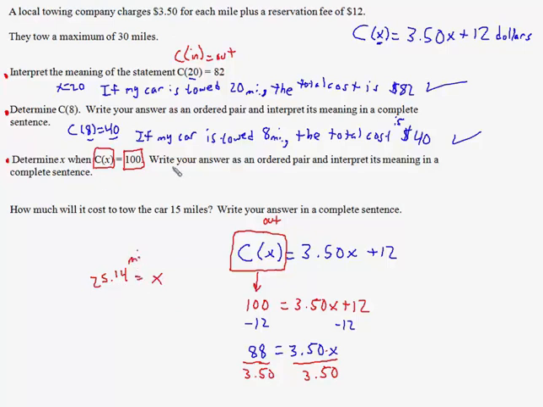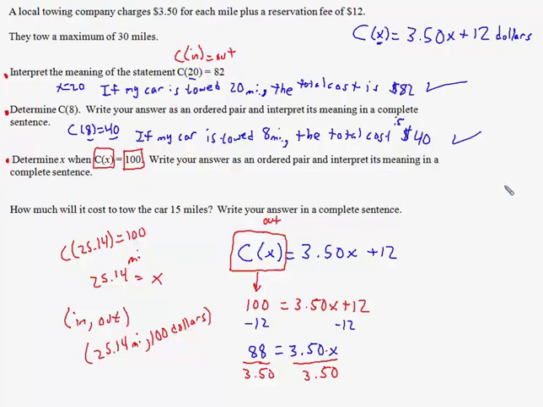So when I go to write my answer as an ordered pair, it's always input comma output. So as an ordered pair, my input turned out to be 25.14, and sometimes I even write the units right in the point, so it's miles, and the output is 100, and that is in dollars. So this is what it would look like in point notation. This is what it would look like if you used function notation. C of 25.14 equals 100, right? Because the input variable is inside and the output variable is over here.